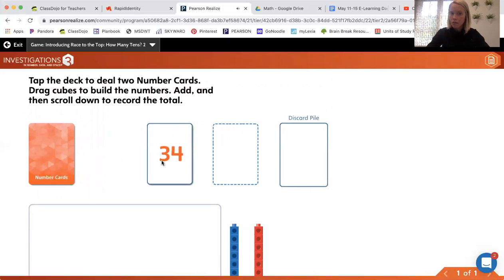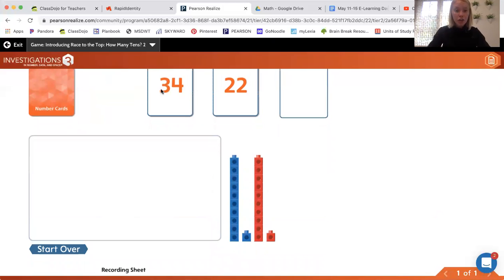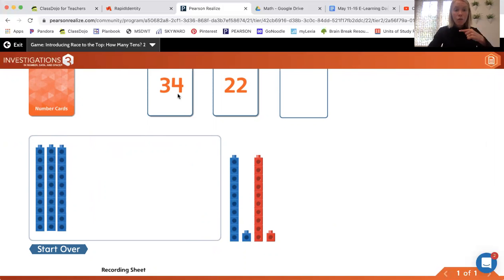Let's see. 34. Oh, yeah. The numbers are bigger now. Okay, so we have 34 and 22. So I want to add those together. So let's make 34. I'll do 3 groups of 10 because I see a 3 in the tens place. And then I'm going to do 4 ones because I see a 4 in the ones place.